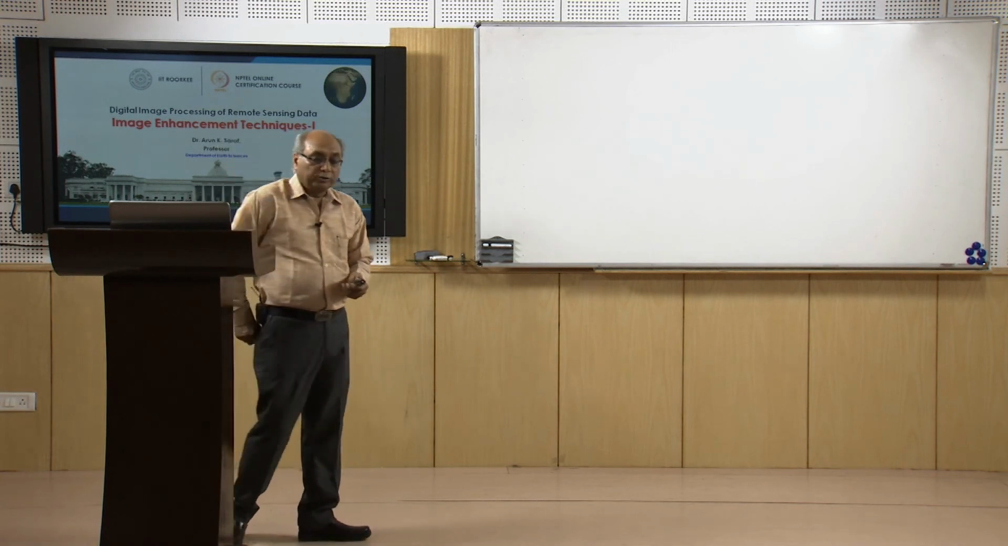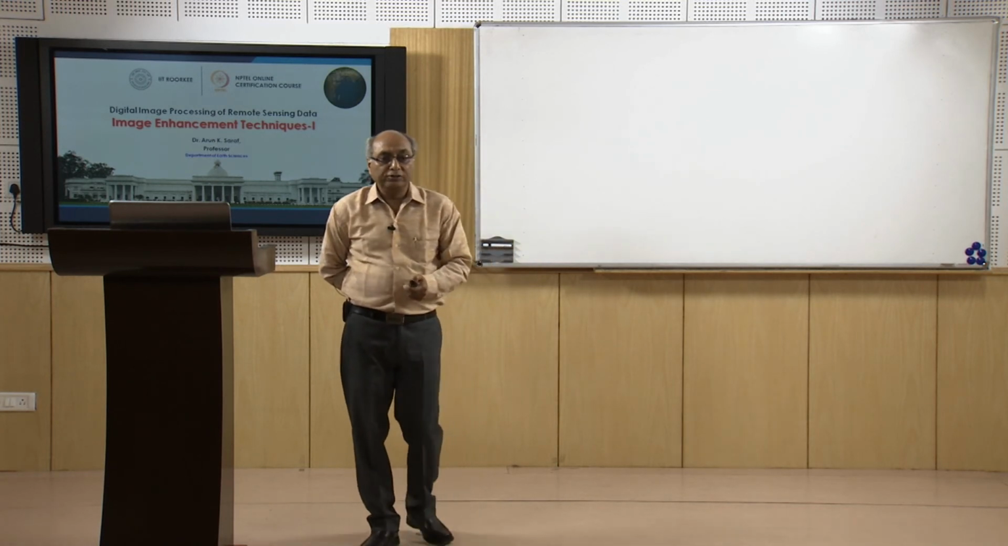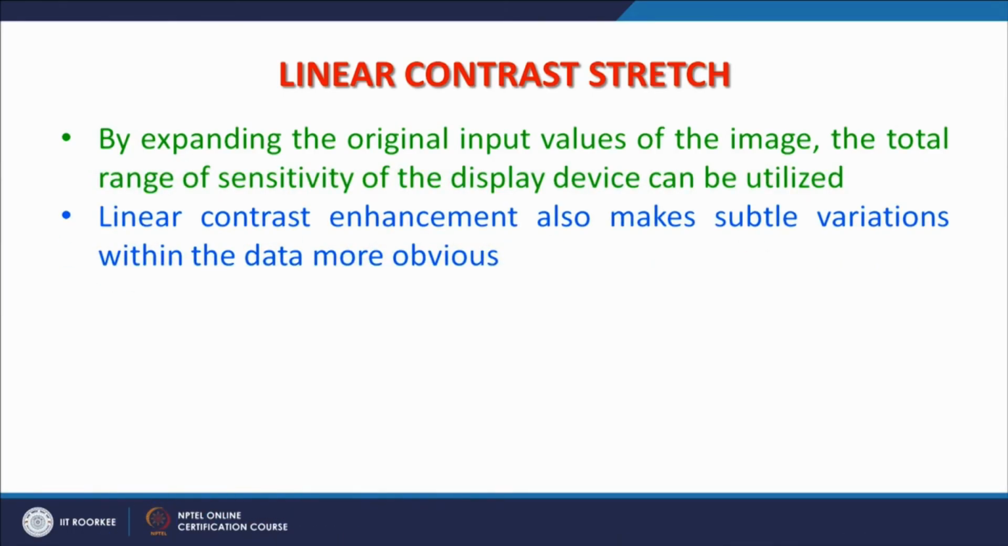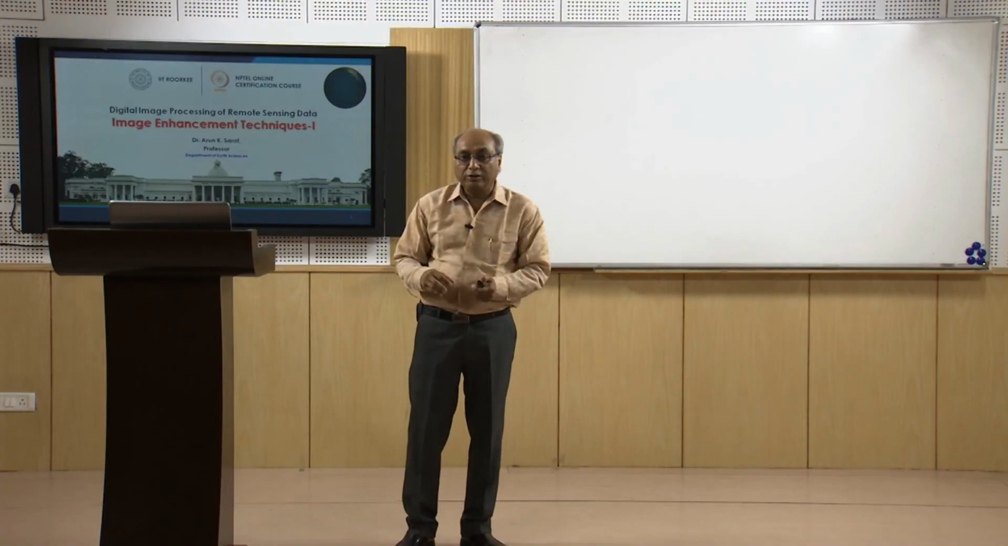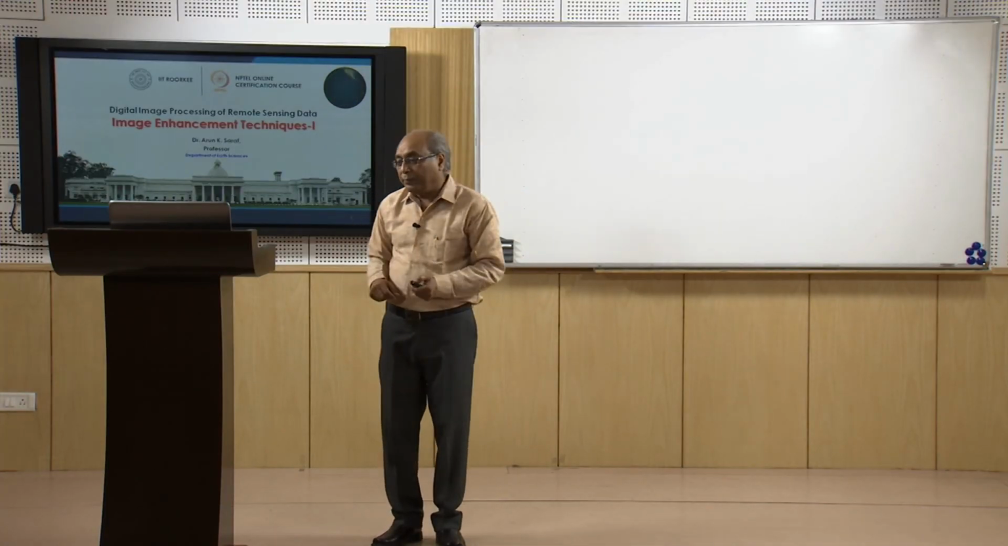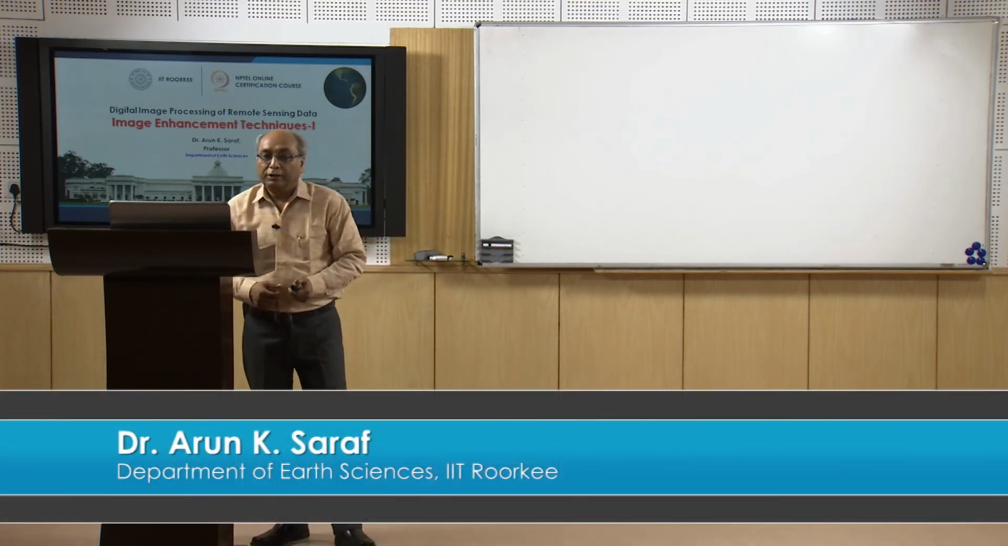By expanding the original input values of the image, the total range of sensitivity of the display, which is available between 0 and 255, can be utilized. Linear contrast enhancement also makes subtle variations within the data more obvious, and these types of enhancements are best applied to remote sensing images with Gaussian or near Gaussian histograms. That means a normal distribution. So if you have a distribution which is normal or near normal, then this is the best technique to employ, which is very simple, and one can very quickly achieve very good enhancement.